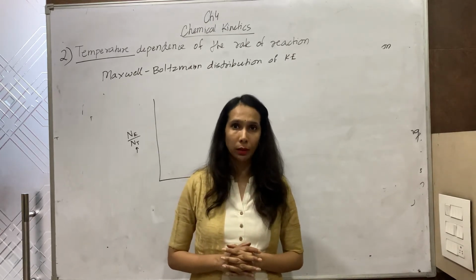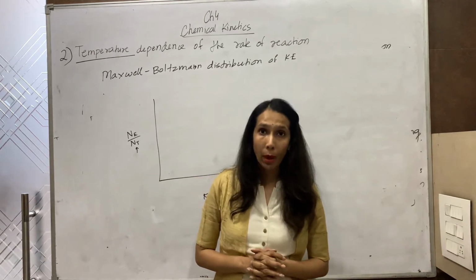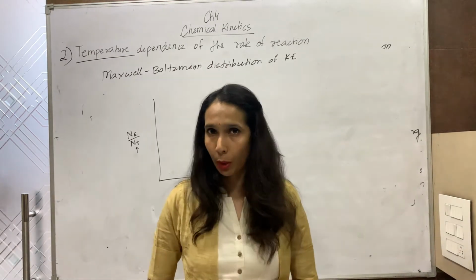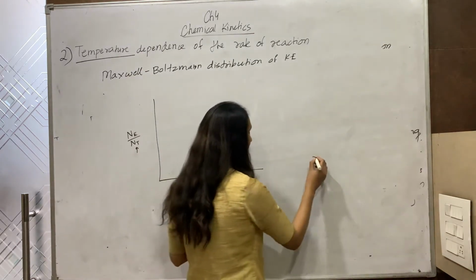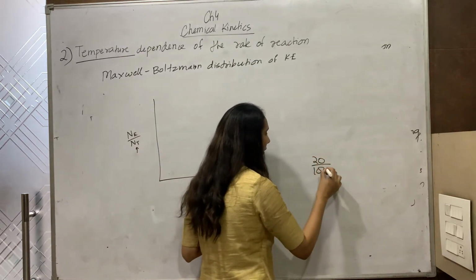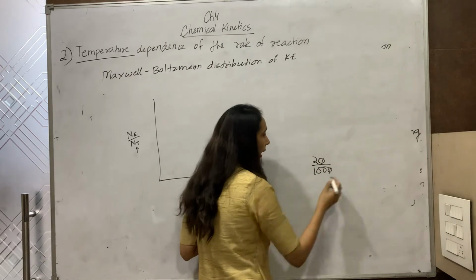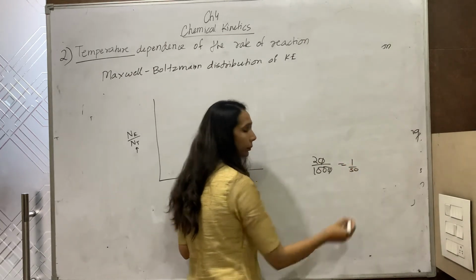Yes, very small. So I found that above 95%, 20 students got. So what is the fraction of the students who have got above 95%? 20 upon 1000. That is 1 by 50.